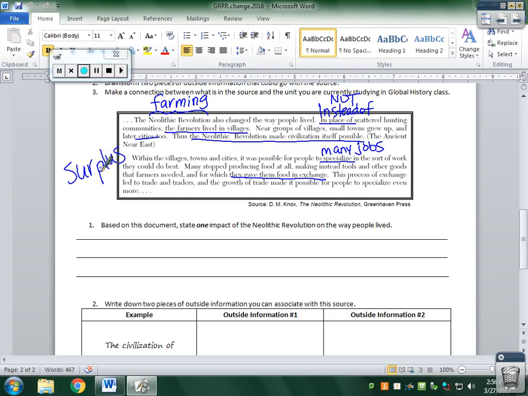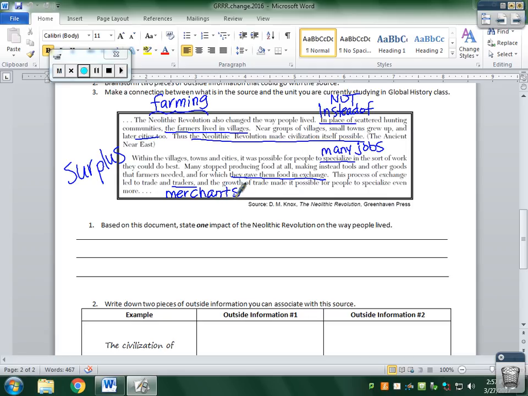Okay? Farming created a surplus of food. Because of that, the farmers grew more than they needed personally, so they would trade it for people who specialized in other things. This process of exchange led to trade and traders, and the growth of trade made it possible for people to specialize even more. We know another word for traders, which is merchants.